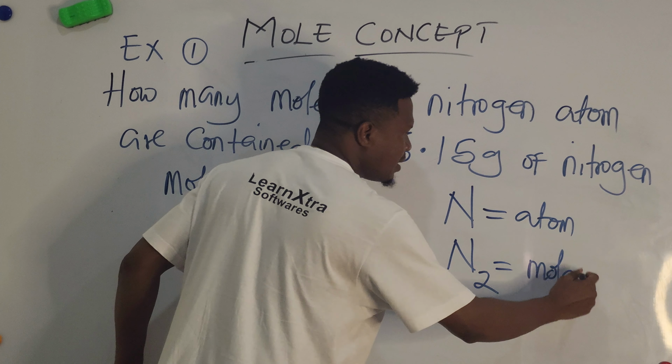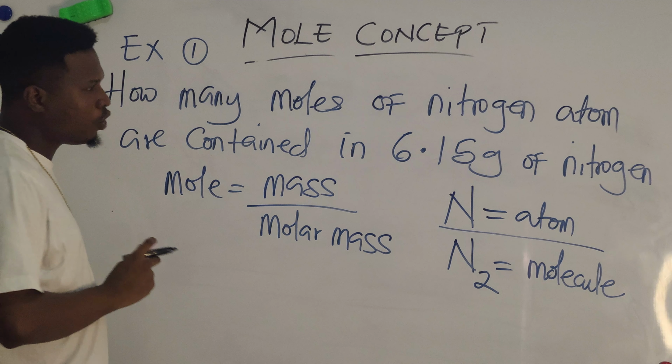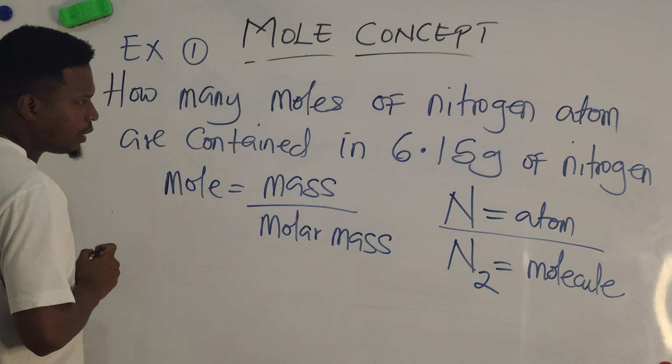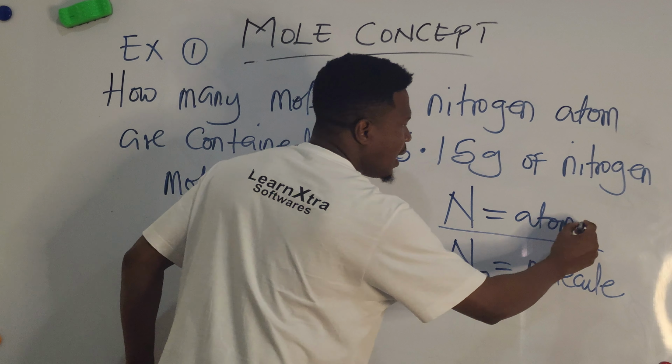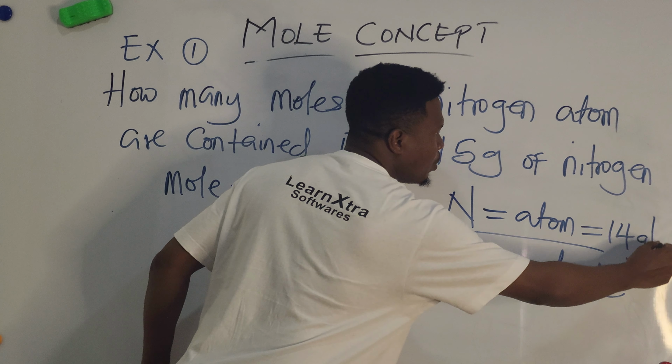So the question is regarding the atom and not the molecule. So we're going to make use of the molar mass of the atom. Of course, you should know that for nitrogen, the atomic mass is 14 grams per mole.